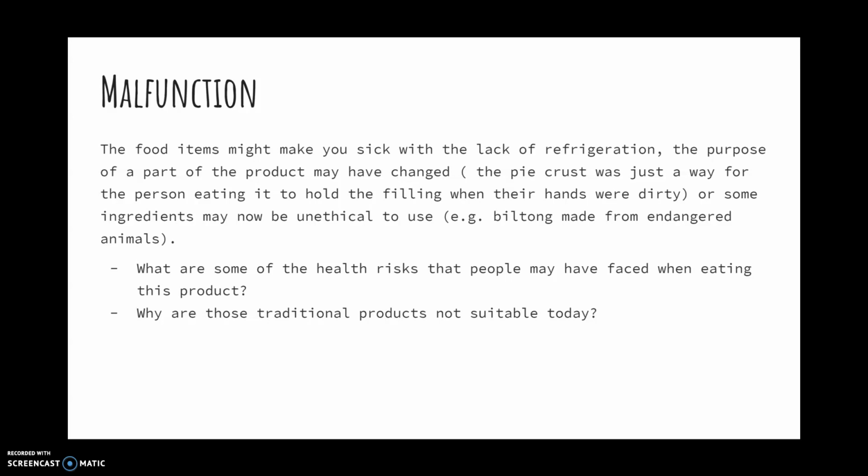The purpose of a part of a product may have changed, like the pie crust, which is just a way for the person eating it to hold the fillings when their hands were dirty. Or some ingredients may now be unethical to use. A different example, possibly making something like biltong or dried meat, could have been made from animals that are endangered now, so that would be unethical to do now. So we're thinking about the health risks that people may have faced and why those traditional products are not suitable today.